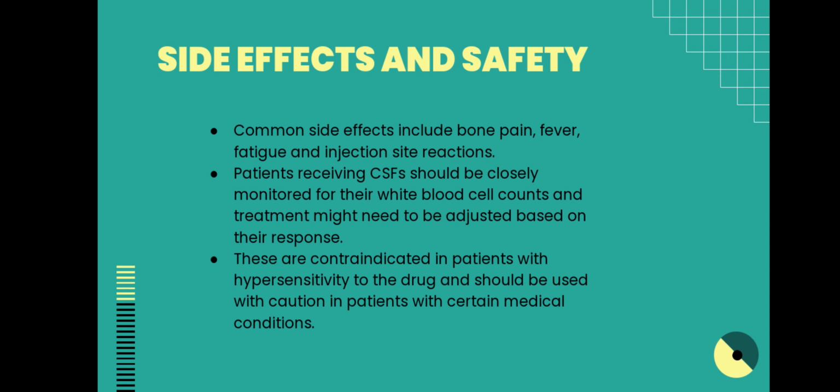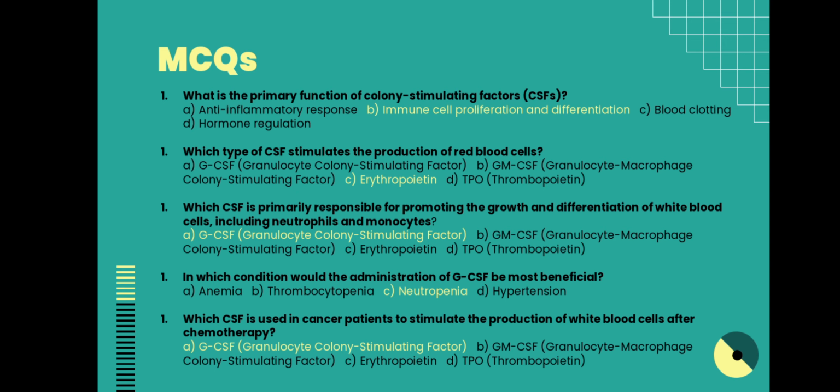Now we'll discuss some MCQ points regarding this topic. First, what is the primary function of colony stimulating factors? Options: anti-inflammatory response, immune cell proliferation and differentiation, blood clotting, or hormone regulation. So immune cell proliferation and differentiation is the most appropriate answer.